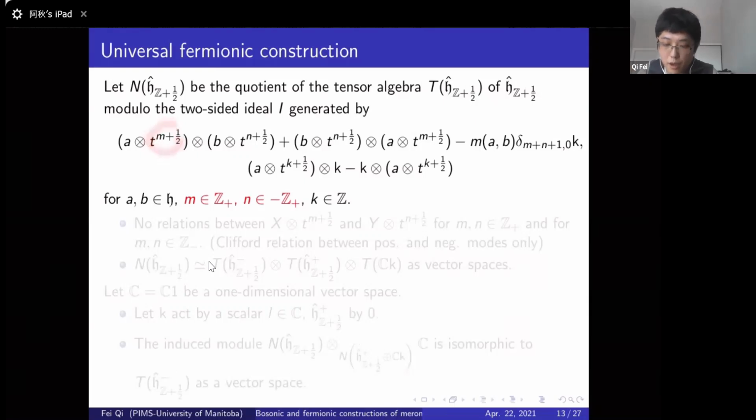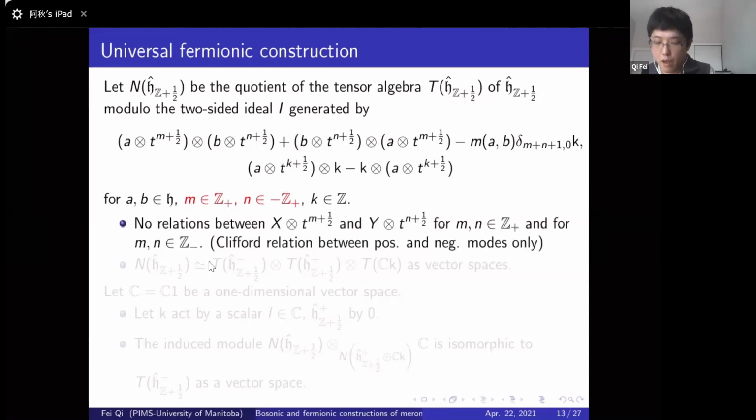We have only this m and n over here. m has to be strictly positive, n has to be strictly negative. And also notice that instead of a minus in the bosonic construction, we actually have a plus sign over here. So basically, this is the Clifford relation. So we have the Clifford relation between positive and negative modes, but nothing else. In particular, no relations for positive m and n, and for negative m and n. So that's the space N of H hat.